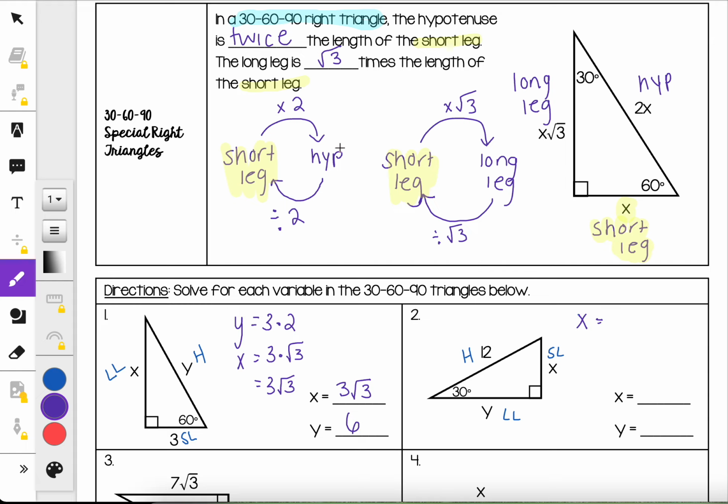So I look at my wheel that has hypotenuse to short leg, and I see my rule tells me I'm going to divide by 2. So 12 divided by 2 equals 6. And then once I know my short leg, I can use that to find my long leg. So to get from my short leg to my long leg, I am going to multiply by the square root of 3. So y is going to equal 6 times the square root of 3, which is just 6 root 3.